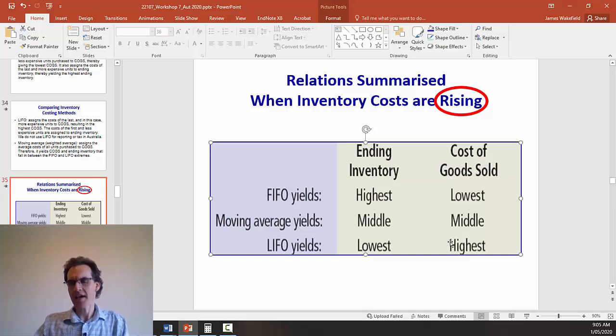Now, this scenario is reversed if you use the last in, first out method, because here you're assuming you're selling the highest cost units first, and so you're left with the lowest cost units, the ones that came in first, on hand. So you're getting the lowest ending inventory value here.